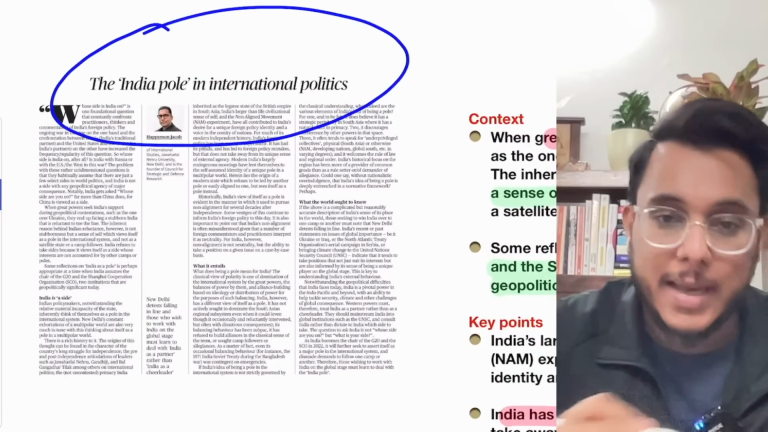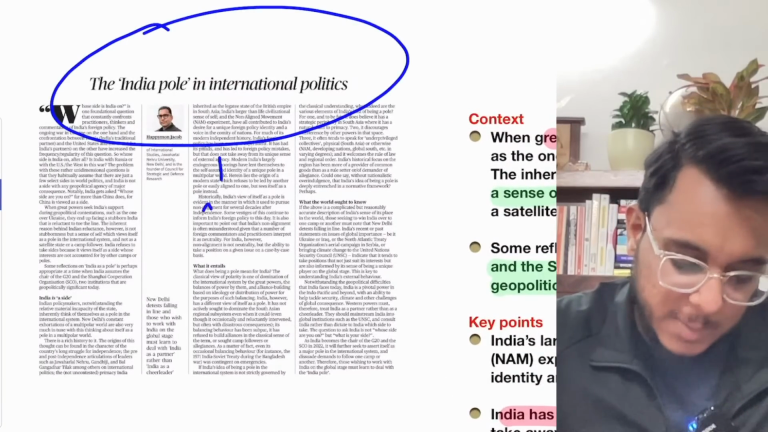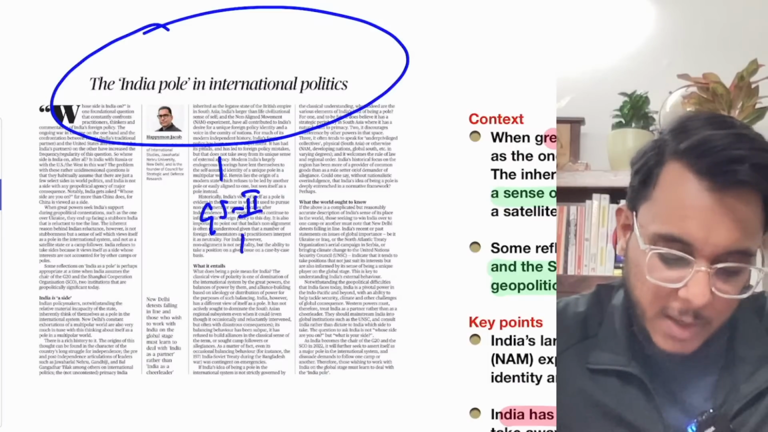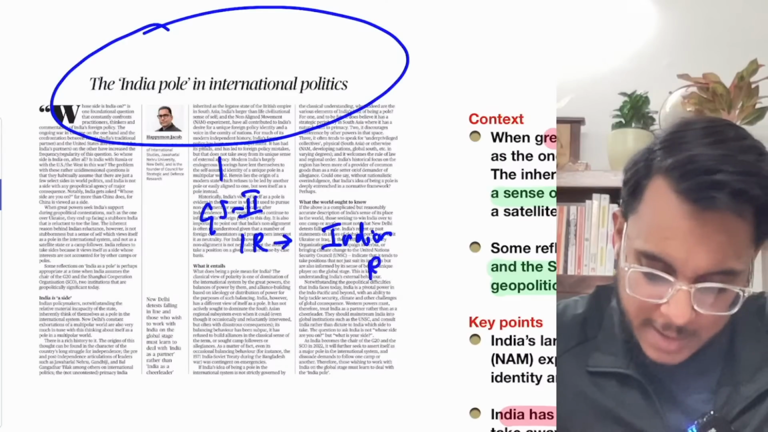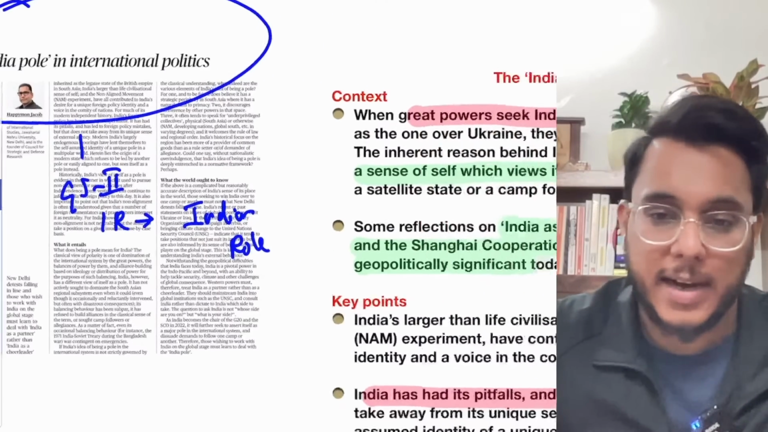The India pole in international relations. Okay, this particular article we will see with respect to the GS paper number 2, international relations, India's role in international politics.